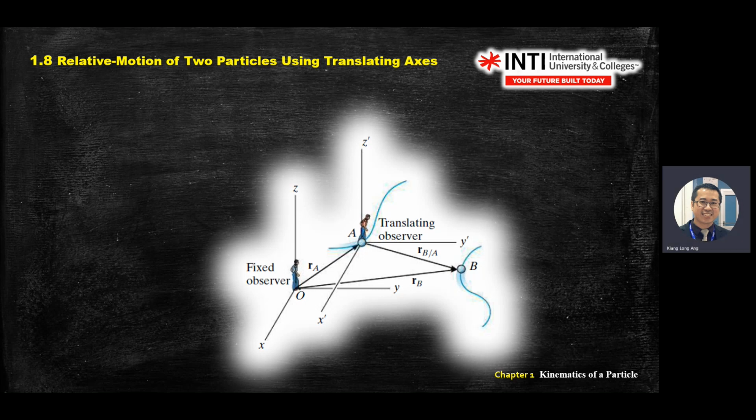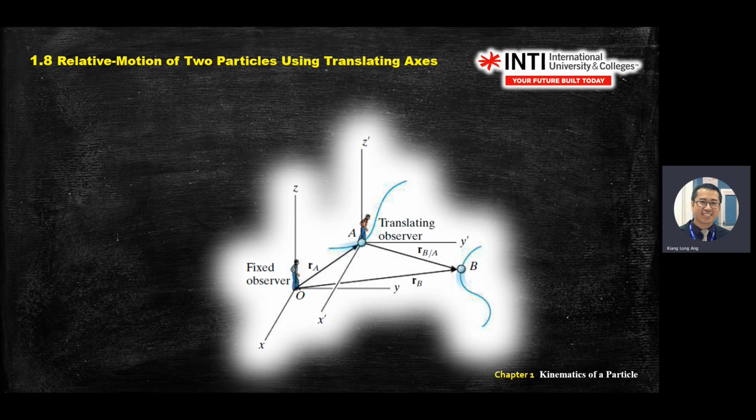So the next session, now we look at relative motion of two particles when you observe from somewhere. For example, I'm walking in the class, but both of you are also walking. So I need to know what is the relative velocity between you and me, while both of you are still moving.